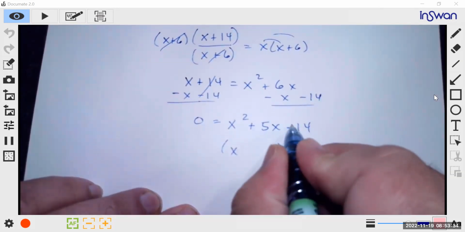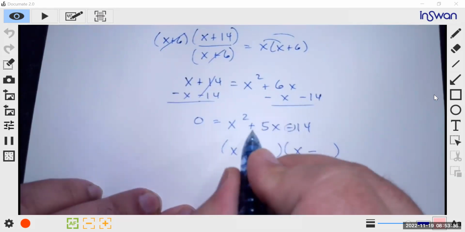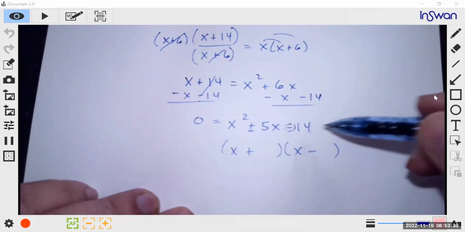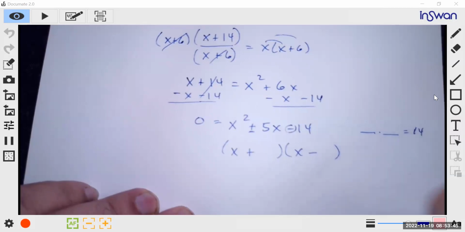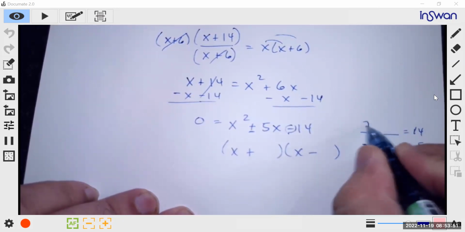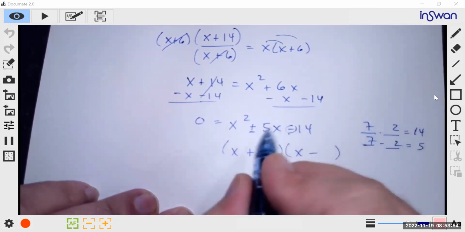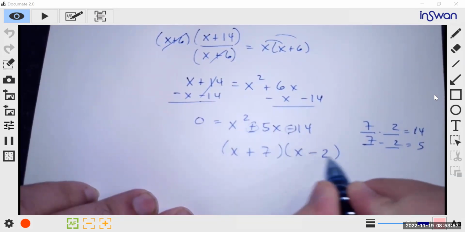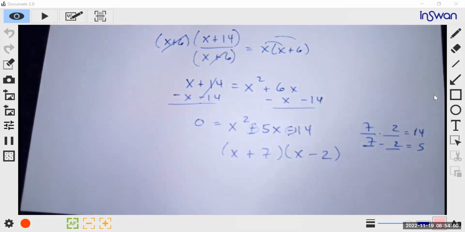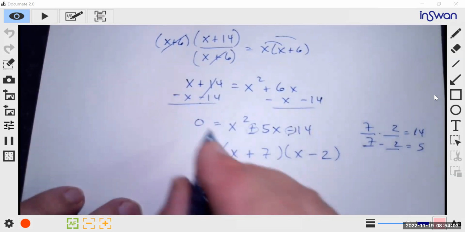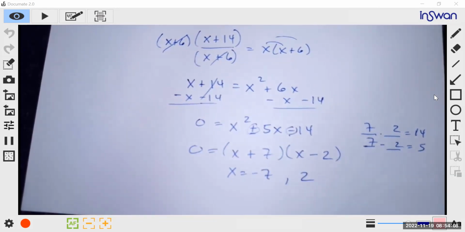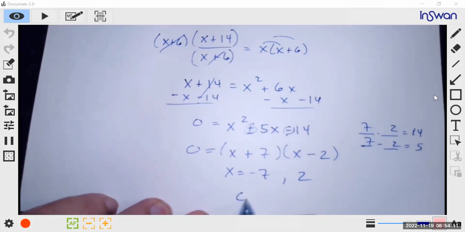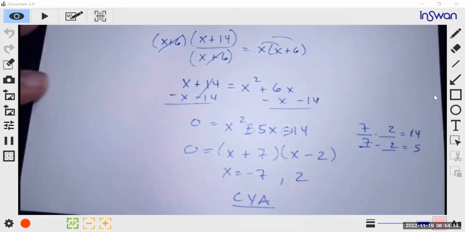x and x. The second sign's a minus, so opposite signs. The bigger number gets a plus. What times what is 14? When you subtract them, you get 5. 7 and 2, 7 minus 2. So 7 gets a positive. Set those equal to 0, you get negative 7 and 2. Check your answer.